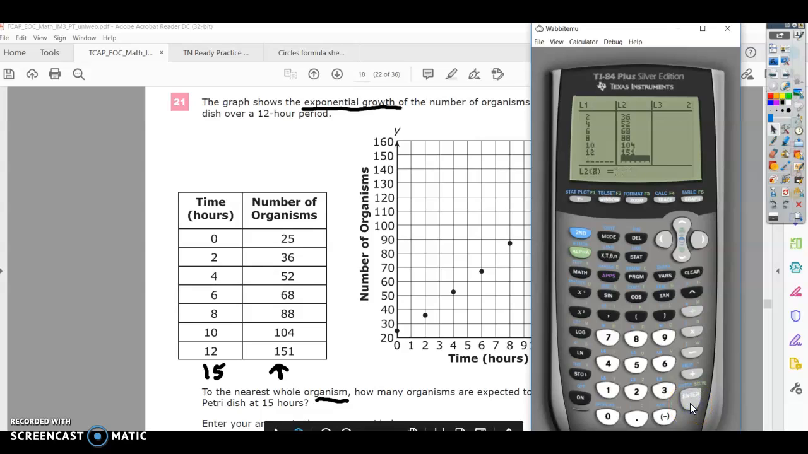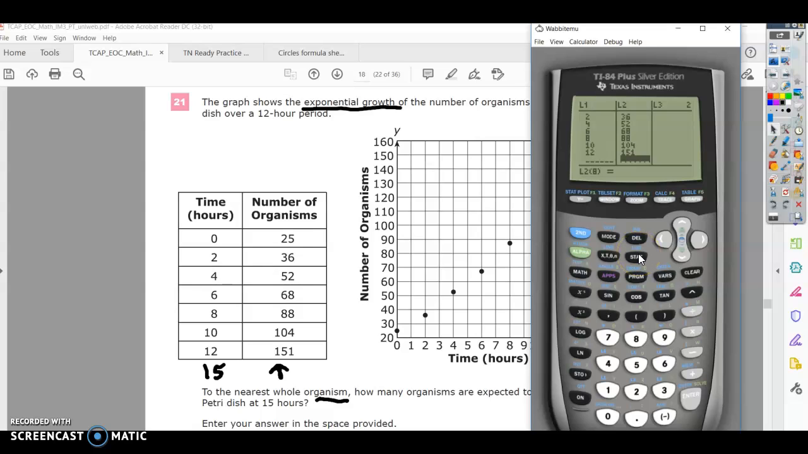All right, once I get those in there, I'm going to check real quick to make sure I got those in. Looks like my 0 and 25 have scrolled up because I have so many numbers, but I've got 36, 52, 68, 88, 104, 151. It's important to make sure those are correct because if they're not, you can't have the right equation if you don't have the right points.